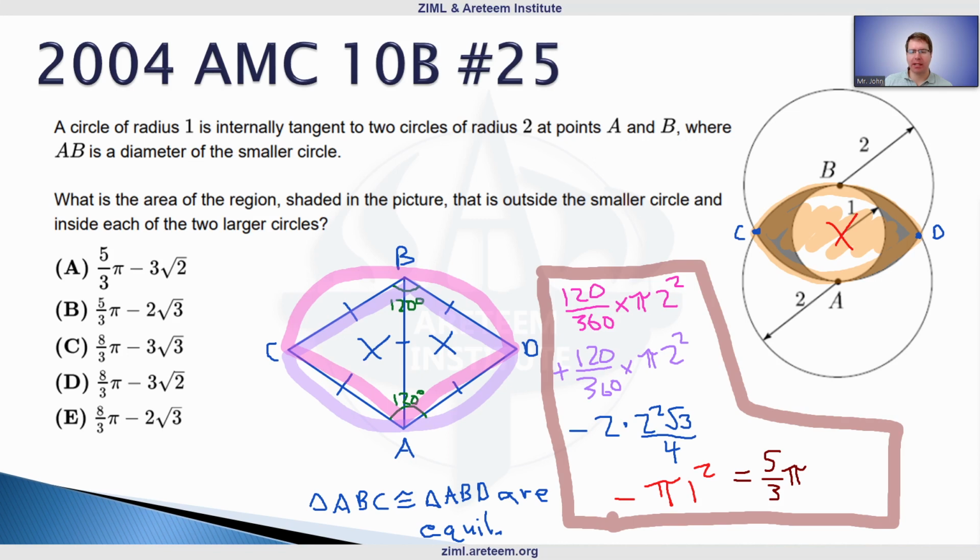And then we have, right, our equilateral triangles each have an area of root 3. So we have minus 2 root 3 there as well. And this gives us a final answer then here of B. So our final answer, we had that 2 sectors minus the 2 equilateral triangles minus the circle, 5/3 pi minus 2 root 3. Okay, let's move on then to our second question here.